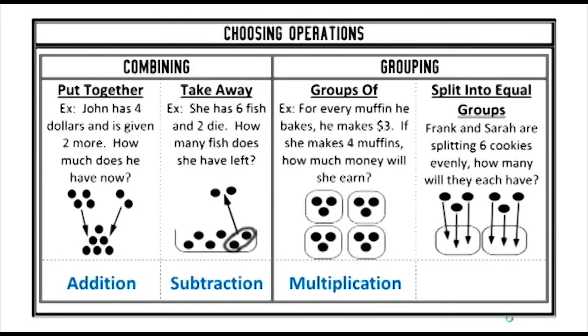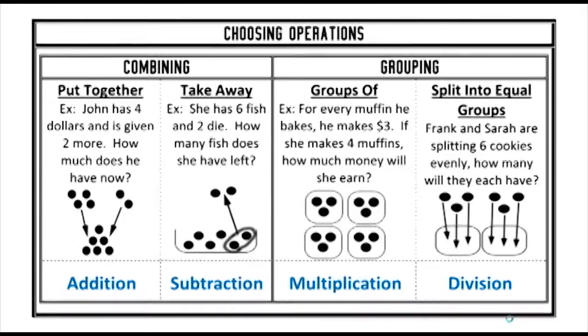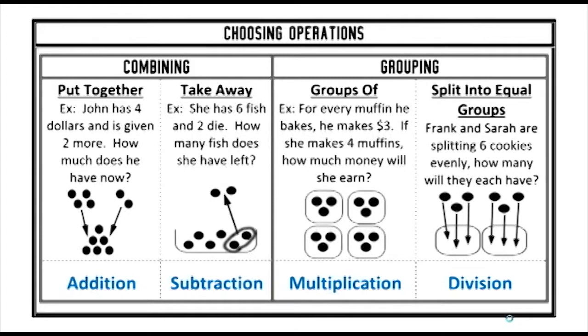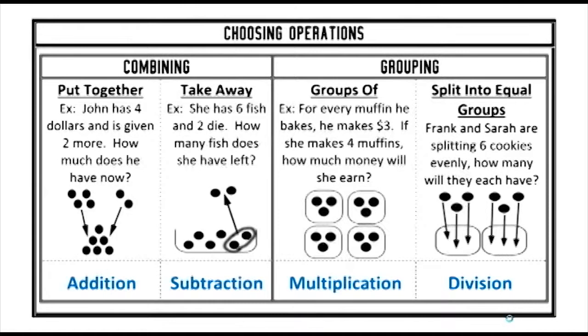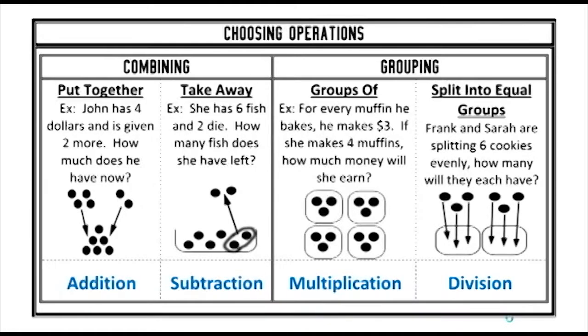Splitting into equal groups is the inverse of multiplication, which we all know is division. We take one big group and break it into equally sized groups. Frank and Sarah are splitting 6 cookies evenly. How many will they each have? We have a total of 6 cookies split into equal groups. Multiplication takes equal groups and puts them together. Division takes a big group and breaks it into smaller groups. So this is when things are shared, split out equally.